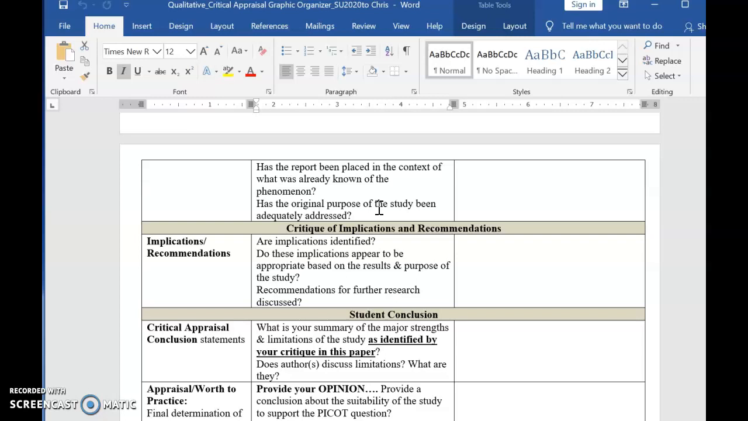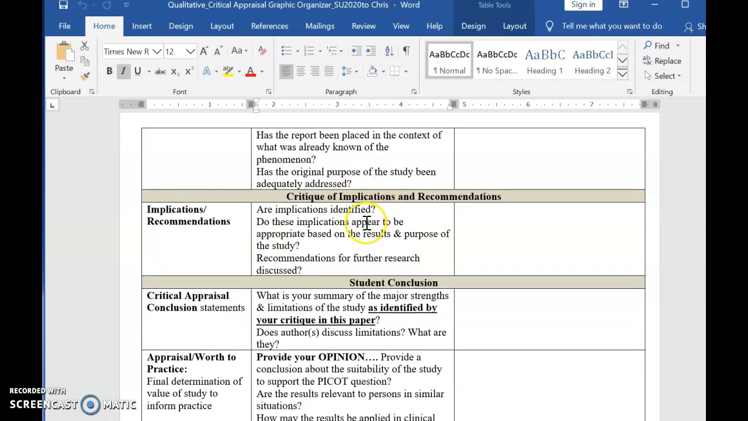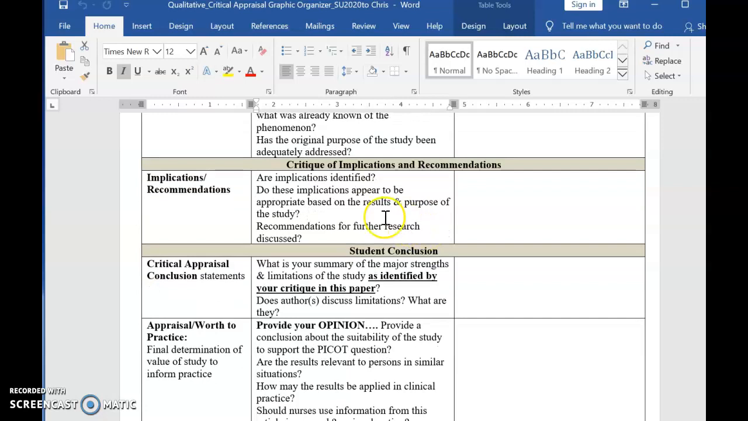So we're continuing on and answering all of these questions. Has the original purpose of the study been adequately addressed? So you're making an opinion here. You're saying yes or no. Under the implications, are the implications identified? Do the implications appear appropriate based on the results and purpose of the study? So again, you're making a decision.